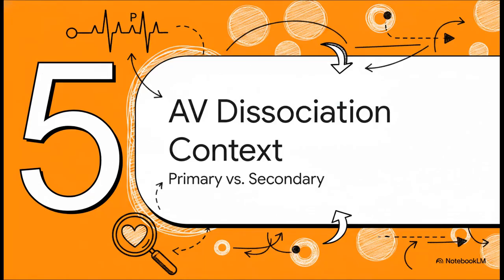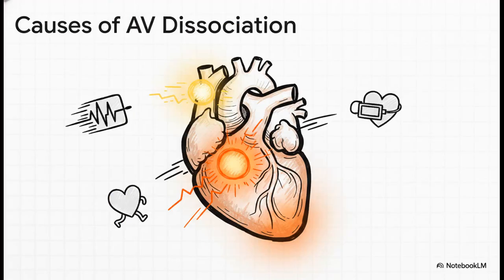Okay, so now that we're armed with these diagnostic tools, we can start to reframe AV dissociation correctly. See, it's not a diagnosis in and of itself. Instead, it should be seen as an obligatory secondary response to some other underlying primary rhythm disorder. You'll see AV dissociation pop up commonly in settings like these.